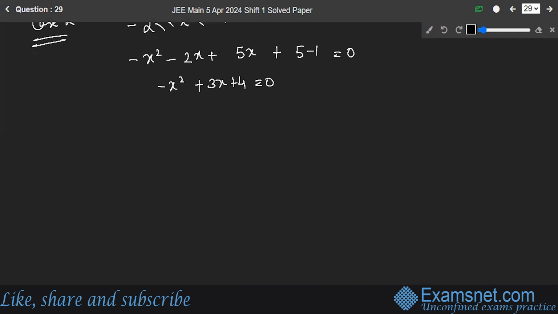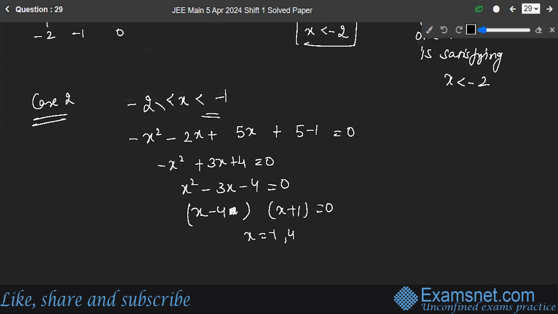Let's multiply both the sides with -1. So you will have the two roots as x minus 4 and x plus 1. So that means either x is equal to -1 or 4. So -1 and 4, because here -1 is not inclusive. So none is satisfying. None of the roots is in the given range.